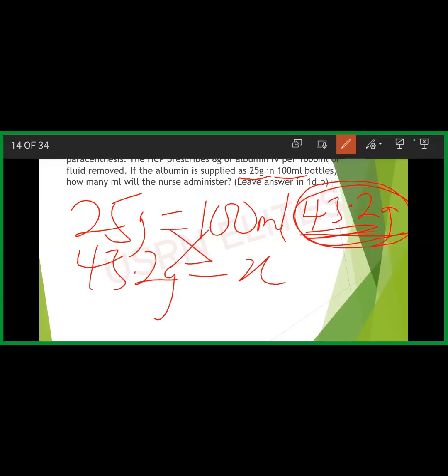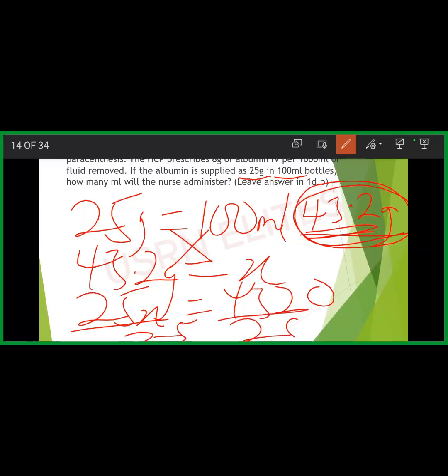Then you cross multiply. You get 25x is equal to, this one will shift 2 points ahead to the right, so you have 4, 3, 2, 0. Okay. Then what are we getting? 4320 divided by 25. What do you get? You get 172.8 mils.